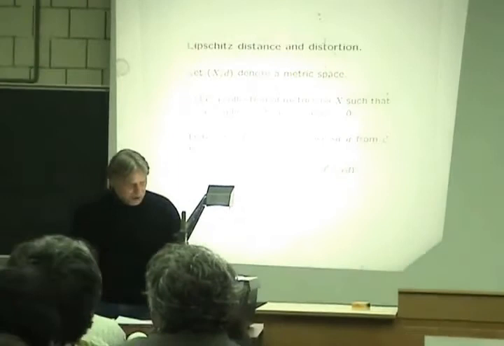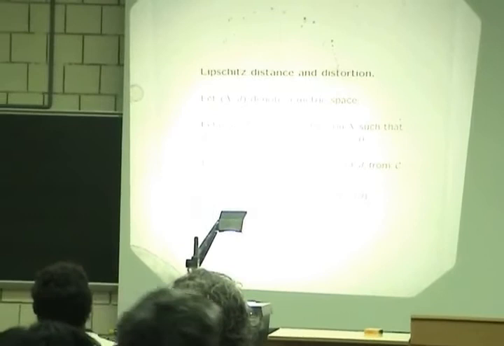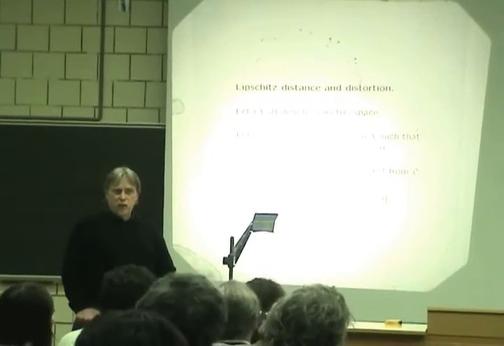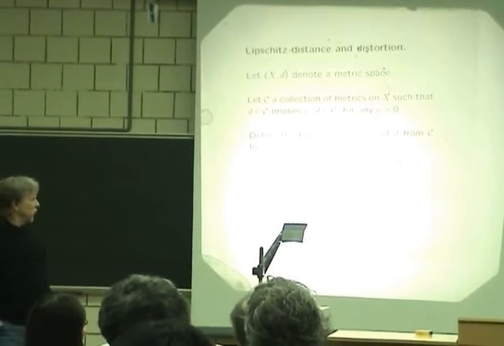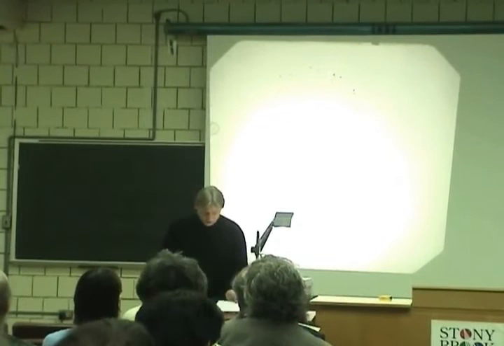Let me start by considering a metric space, and so that means I have a fixed metric D, and then some other collection of metrics on the space X, with the property that it's closed under scaling. And then let's define a notion of distance from the given metric to this collection of metrics. So by this condition here, the distance could be infinity, we try to find the best constant that makes them as bi-Lipschitz as possible, as close to isometry as possible. So this is a kind of Lipschitz distance of our metric to some particular family or class of metrics.